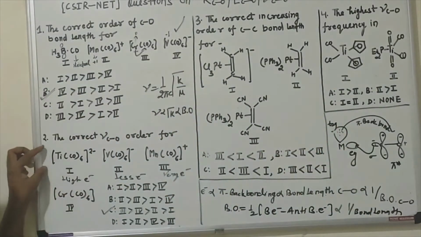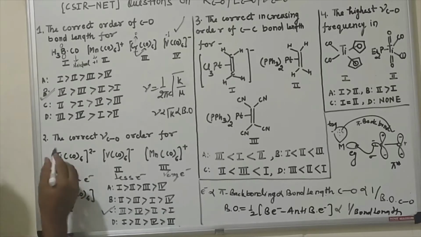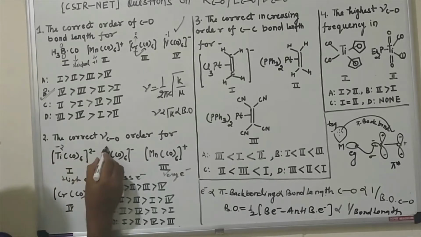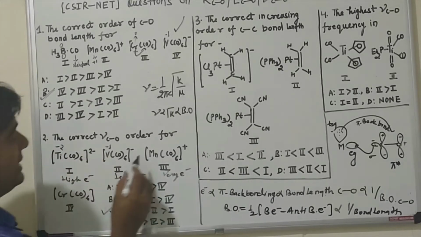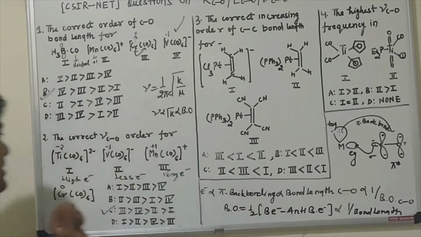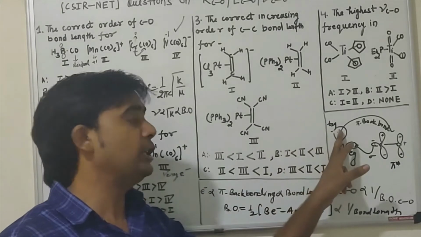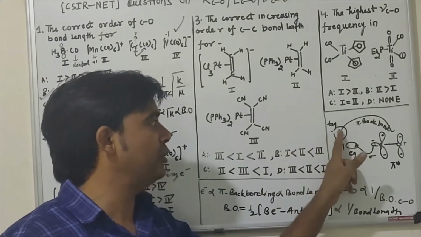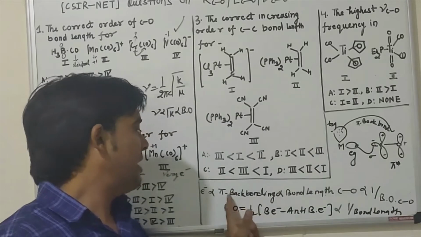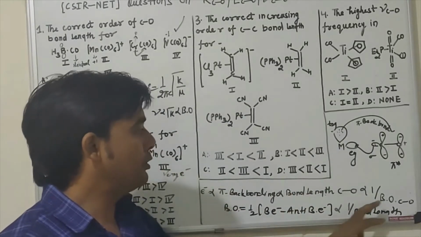Now we are discussing these points. Titanium is in the 2 negative complex, and because CO is neutral, the oxidation state is minus 2. Vanadium is minus 1, manganese is plus 1, and chromium is 0 oxidation state. So you need to design this order, because it depends on the t2g electron density. If there is high t2g electron density, then there is high pi back bonding, and then bond order will be decreased.